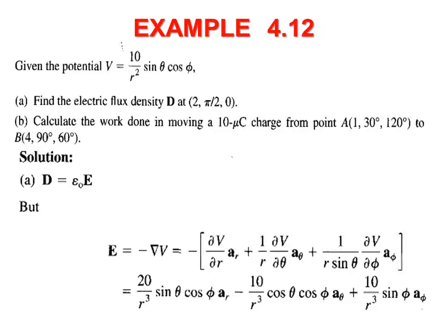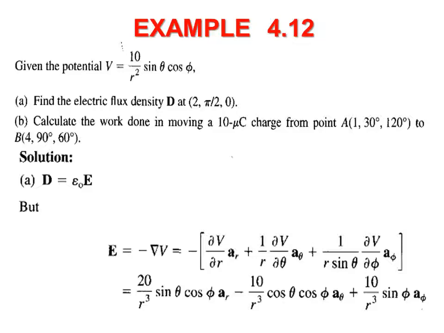We know that from the electrical flux density, D is equal to epsilon naught E. For finding D, we must know the value of epsilon naught and E, but E is not given. We know the value of epsilon naught, so we have to find E, but E is equal to minus del V. We discussed del V in the previous slide. If you recall, del V is equal to partial V over partial r, a r, plus 1 over r, partial V over partial theta, a theta, plus 1 over r sine theta, partial V over partial phi, a phi.